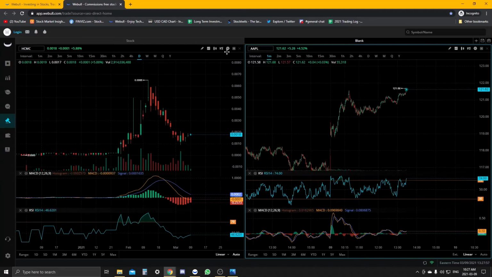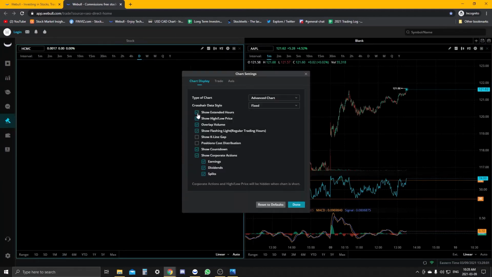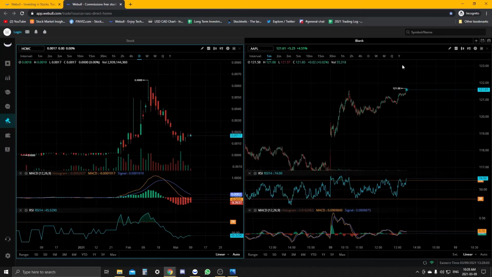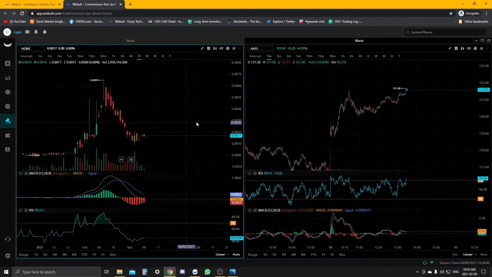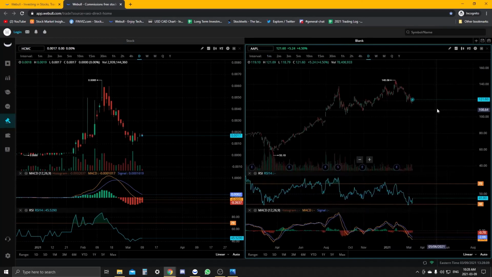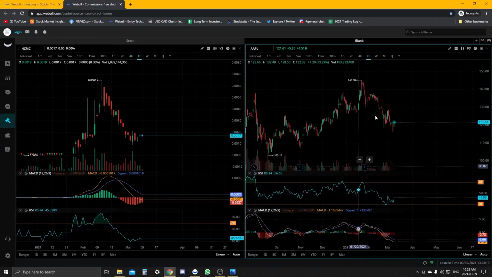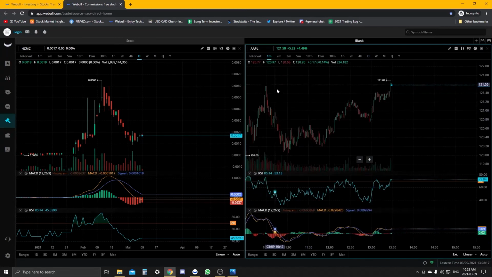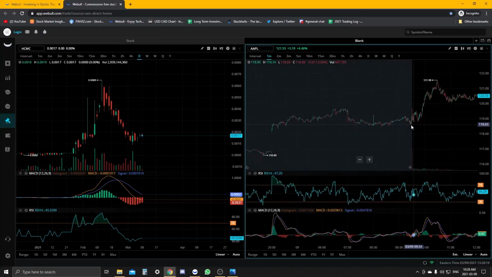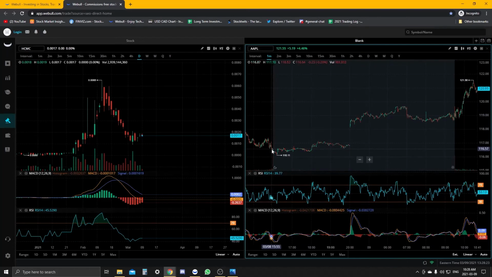Another thing you might want to do is go to the settings and turn on extended hours. The over the counter market doesn't really show you that, but say I go to the daily chart and choose show extended hours. Extended hours would be pre-market and aftermarket. If you go to the 1 minute chart, this grayed out area is what happened after hours. So over here was yesterday.